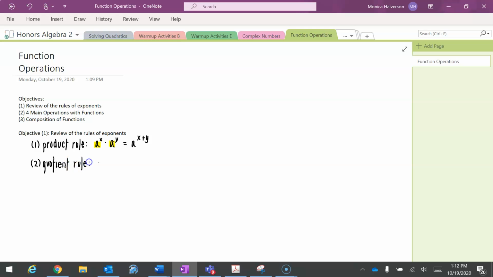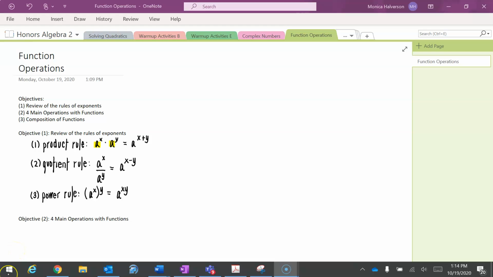The quotient rule states that if we are dividing two terms with the same base, we can subtract their exponents. And the third rule is the power rule. The power rule states that if we have a monomial being raised to an exponent, you can multiply the exponents. So we're going to use these rules when we complete the four main operations with functions.